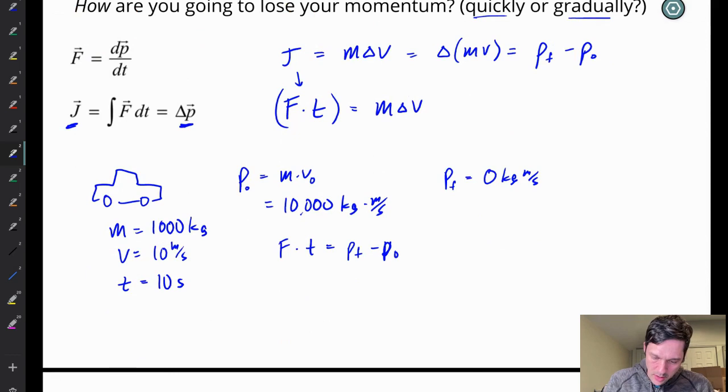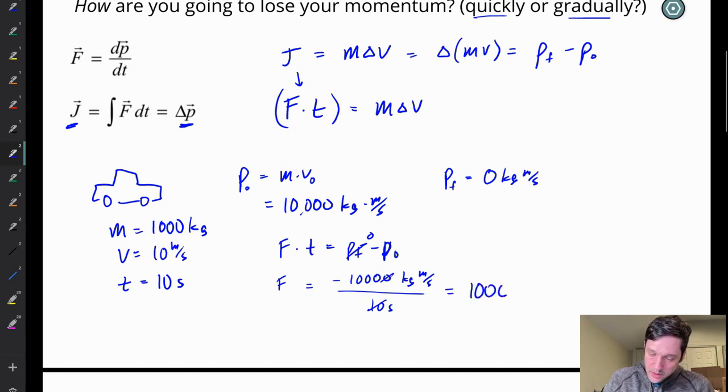So the force required would be, well, the momentum final is 0. So we're going to have negative 10,000 kilogram meters per second of original momentum being lost, divided by 10 seconds. That works out to be a force of negative 1,000 newtons. 1,000 newtons pushing back on you.